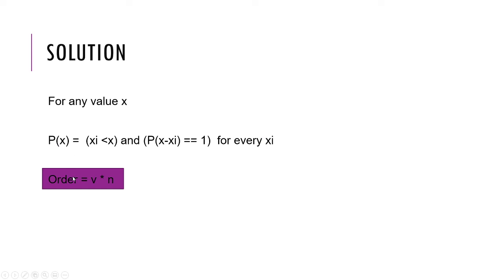Then you compute this all the way up to v, and once you have computed v, that's your answer. And what is the order of this solution? You have to go from 1 to v, so it's v, and then for each value you have to try all coins, so it's v times n.